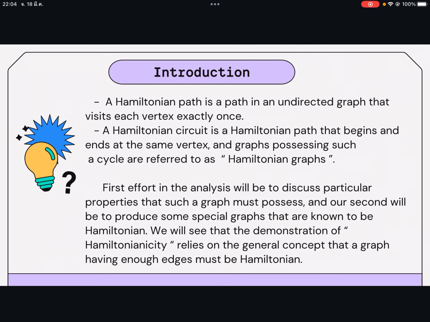So here's the introduction. A Hamiltonian path is a path in an undirected graph that visits each vertex exactly once. A Hamiltonian circuit is a path that begins and ends at the same vertex, and graphs possessing such a cycle are referred to as Hamiltonian graphs. Our first effort in the analysis will be to discover particular properties that such a graph must possess, and our second will be to produce some special graphs that are known to be Hamiltonian. We will see that the demonstration of Hamiltonicity relies on the general concept that a graph having enough edges must be Hamiltonian.